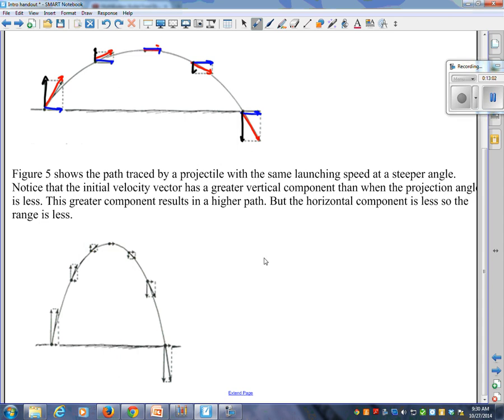Figure 5 shows the path traced by a projectile with the same launch speed but at a steeper angle. Notice that the initial velocity vector has a greater vertical component than when the projection angle is less. This greater component results in a higher path, but the horizontal component is less, so the range is less. So because the angle is steeper, the horizontal component is not as great, therefore the ball doesn't what? Travel as far. Thank you. So the reason it doesn't go as far is because the horizontal component isn't as great.